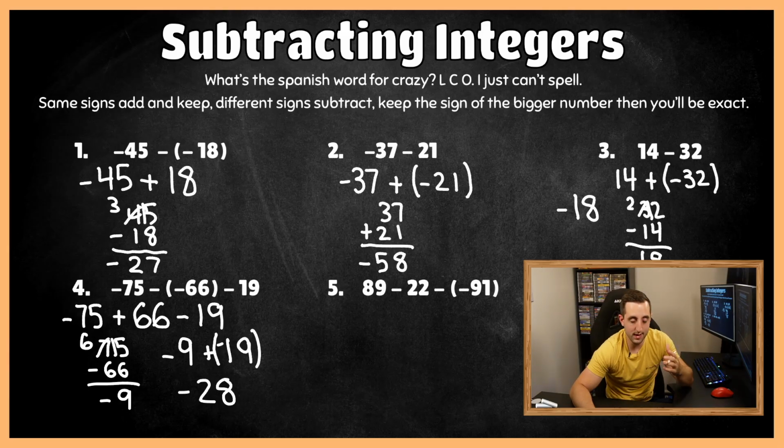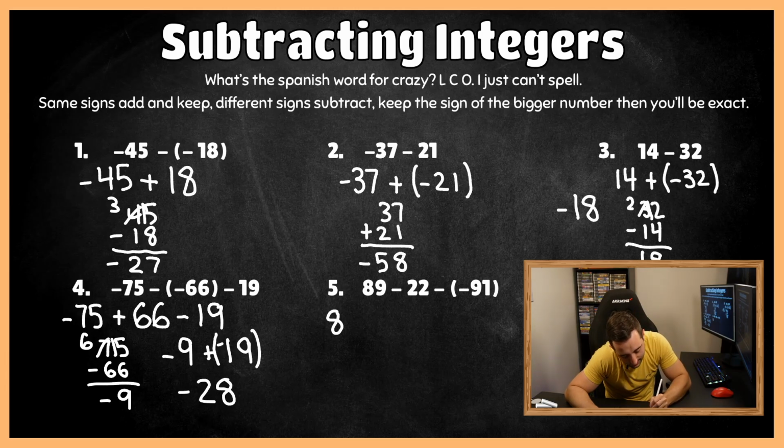And now let's go ahead and take a look at our last one. Now we have 89 minus 22. You guys have been subtracting for years. You don't have to use LOCO for questions like this that you're familiar with, but I'm still going to use it anyways because it works regardless. Okay, so 89 minus 22 is what we're going to focus on first here.